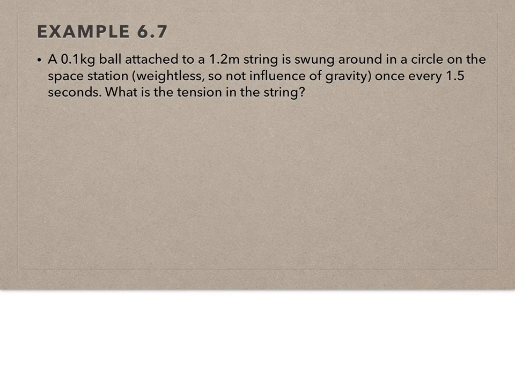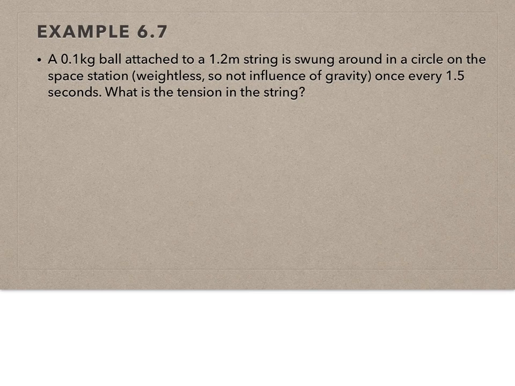All right, so let's practice this using a somewhat simple problem. I've got a 0.1 kilogram ball attached to a 1.2 meter string, and it's swung around in a circle. We're talking about on the space station, and the only reason we do that is just to get rid of the sagging effect of gravity, which we'll talk about later. So gravity's not there, and it completes the cycle once every 1.5 seconds. What is the tension in the string?